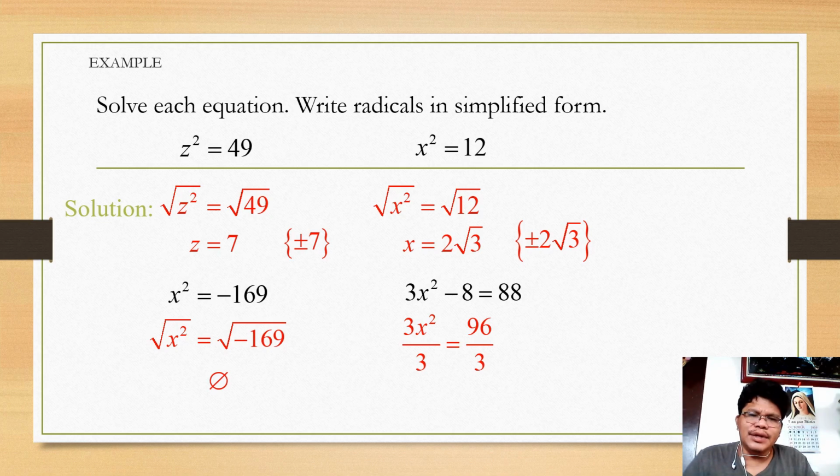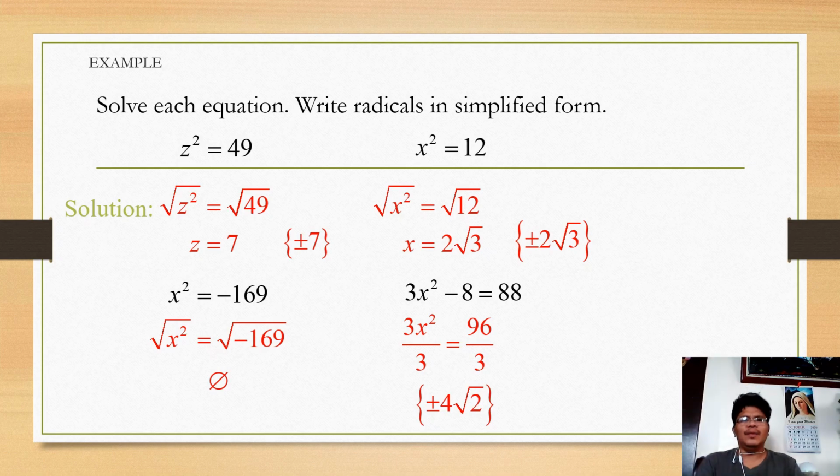Now, check the value of a. The value of a equals 3. So we need to divide each term by 3 so that the value of a becomes 1. So the equation now is x squared equals 32. Then, take the square root of both sides. So the answer is positive and negative 4 square root of 2.